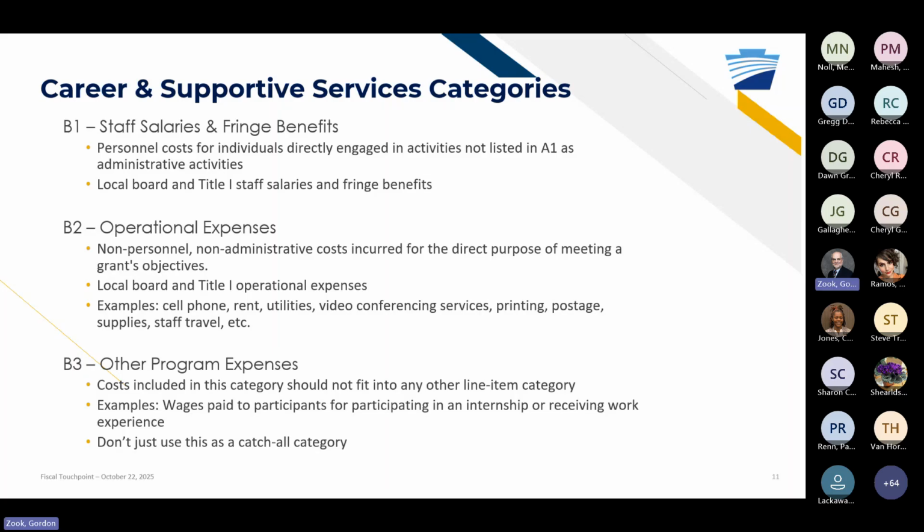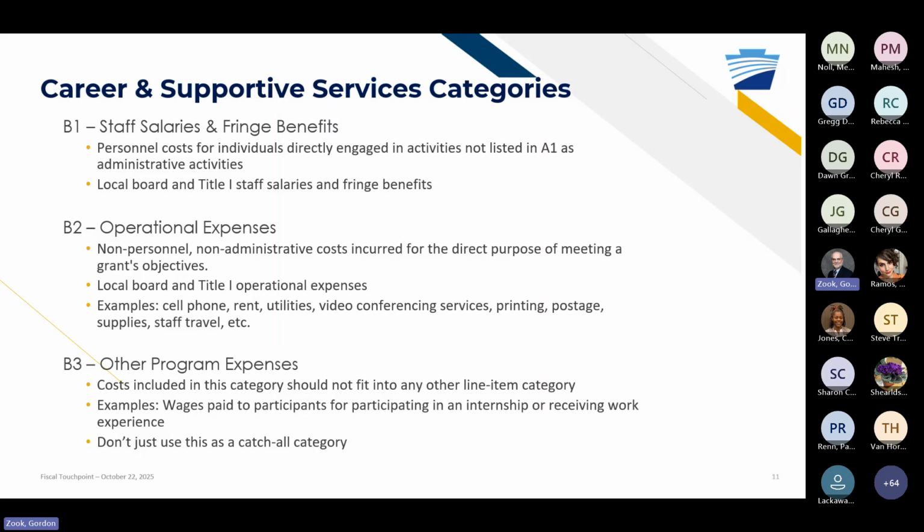The next major area of cost categories is our career and supportive services. So the first one, B1, is staff salaries and fringe benefits. Similarly to what we had under administrative, we've now got staff salaries and fringe benefits under career and supportive services. And this is personnel costs for individuals directly engaged in activities that were not listed in A1 as administrative activities.